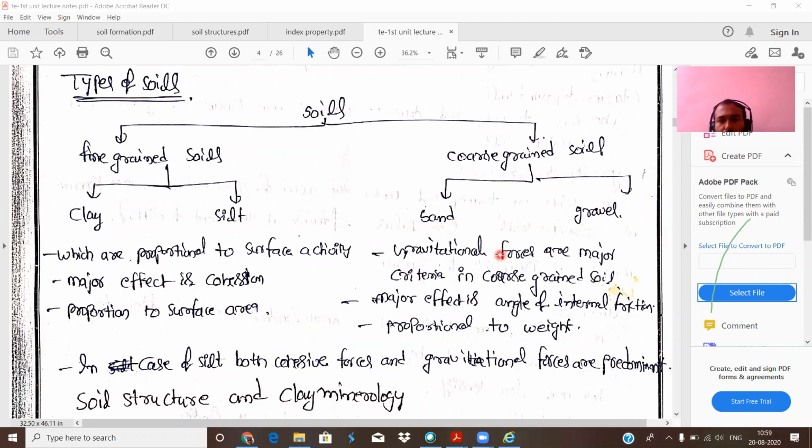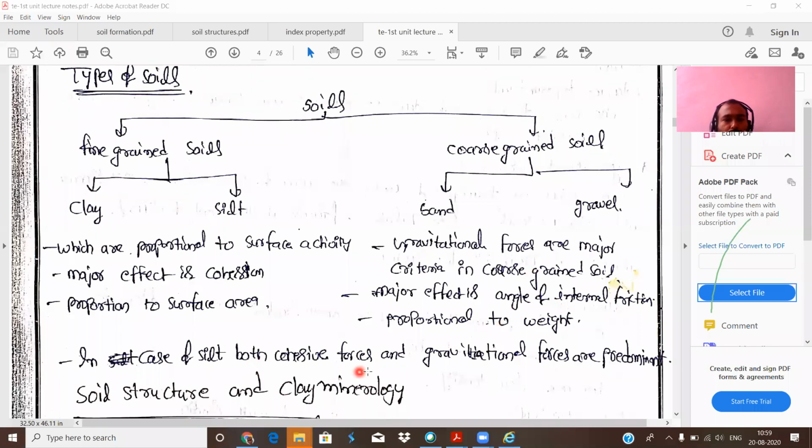Gravitational force is the major force in gravel and sand, as discussed in the last topic. So gravel and sand are mainly affected by the gravitational force only. The major effect is the angle of internal friction, which is mainly proportional to the weight. In silt, both cohesive and gravitational forces are sometimes predominant; silt is in between. Clay has a purely cohesive nature. Sand and gravels have a purely non-cohesive nature, meaning the contact between the particles is only gravitational force and internal friction.